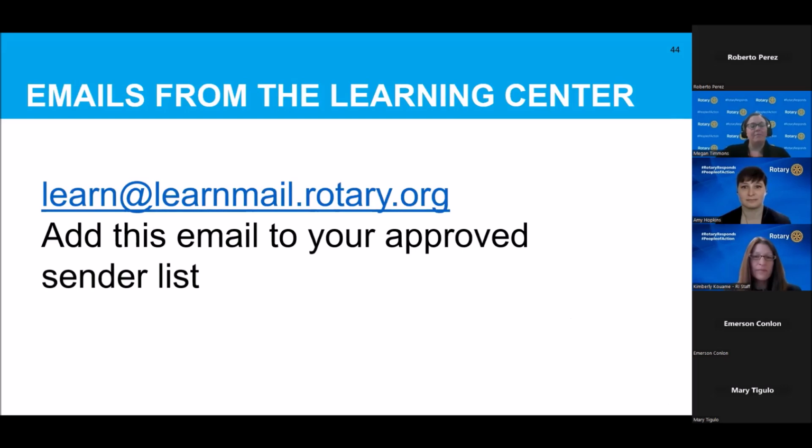A note that emails with reports or reminders to take courses come from learn@learnmail.rotary.org. If you want to receive these messages in your inbox, you need to whitelist the email or add it to your list of approved senders. If you don't know how to do this, simply Google how to add an email as an approved sender in Yahoo Mail or whatever email server you have.